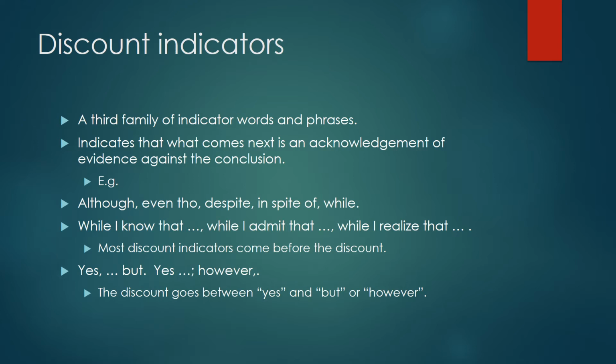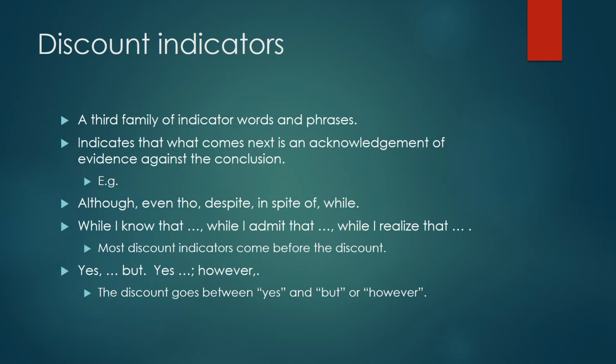Here are some common discount indicators. Although, even though, despite, in spite of, while I know that, while I admit that, while I realized that. Notice that these, like most discount indicators, come before the discount. The next two are tricky. Yes, but, right? Or yes, however. Notice that the discount actually goes after the word yes, but before the word but or however, right? So oftentimes we'll find a discount before the word but, before the word however.